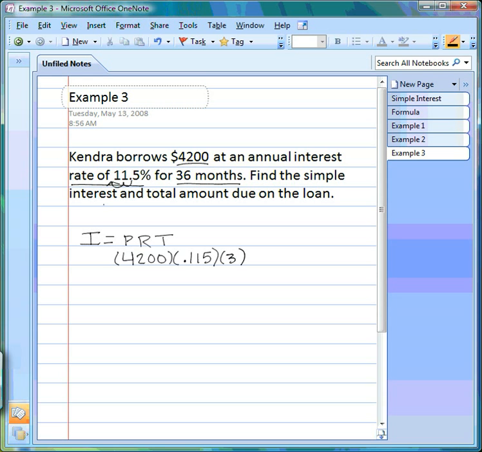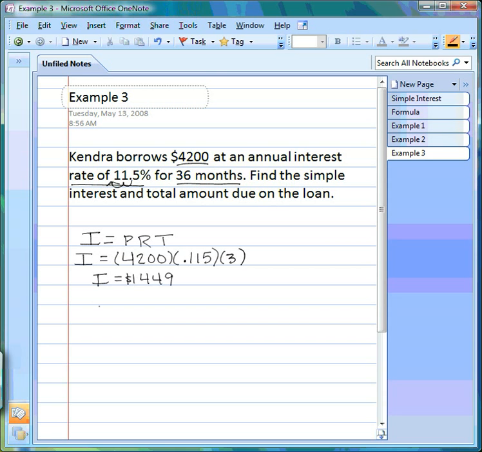Then it says find the simple interest and total amount due on the loan. So first we're going to find the interest. Our interest is $1,449. So that's the first part of our answer. We had to find the interest. Now we have to find the total amount due.